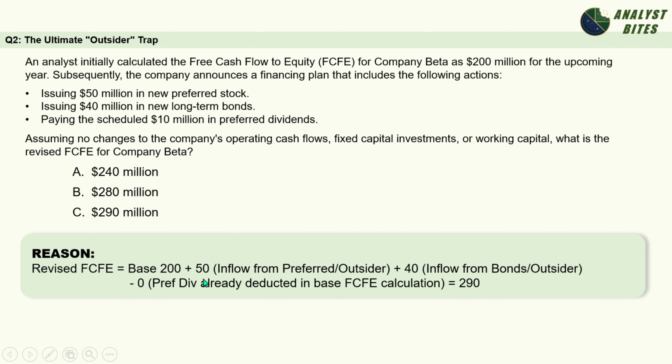So the calculation is very straightforward. Revised FCFE equals initial 200 plus new preferred 50 plus new debt 40 equals 290 million. The answer is C. Note that we do not subtract the pre-planned preferred dividend. Done. We have finally reached the last knowledge point for FCFF. Keep it up, we are almost there.